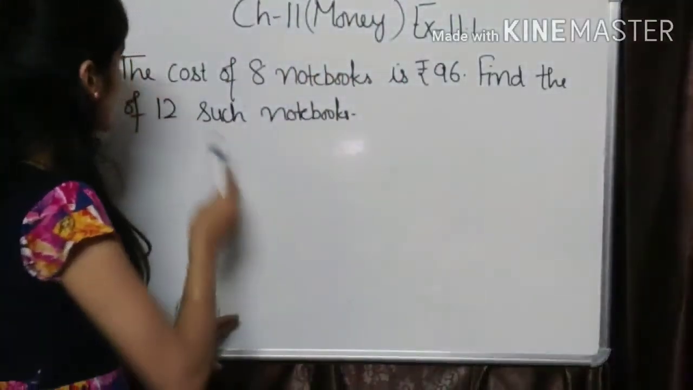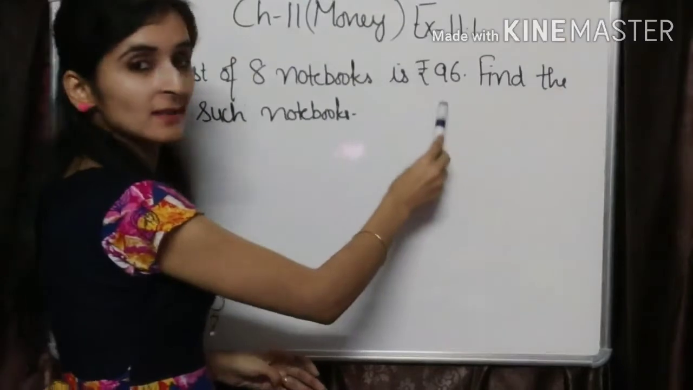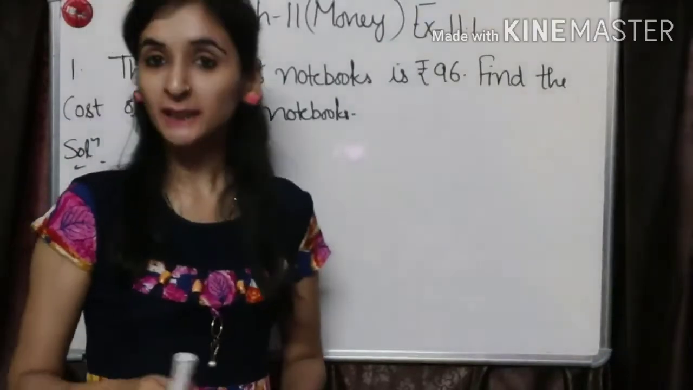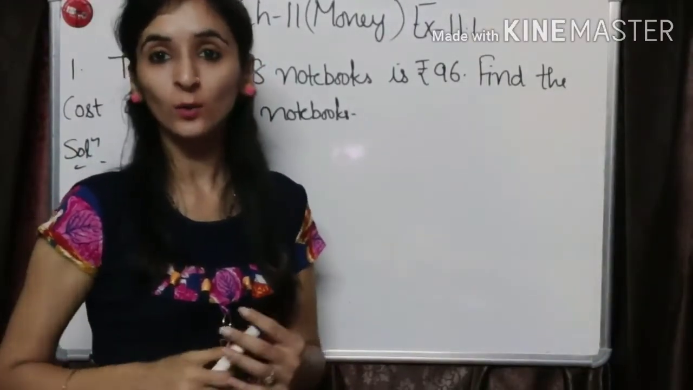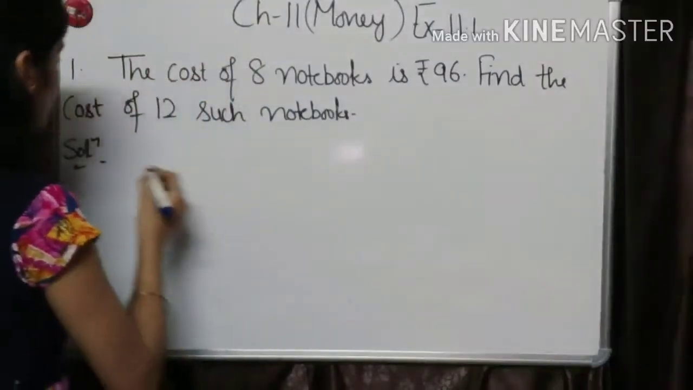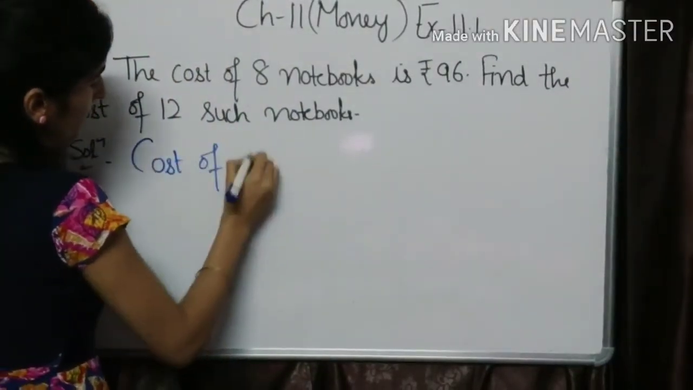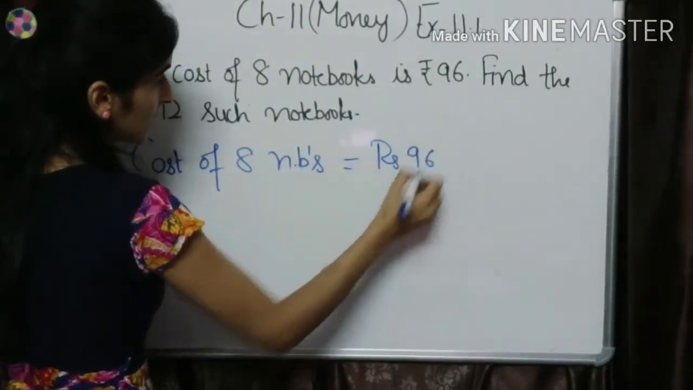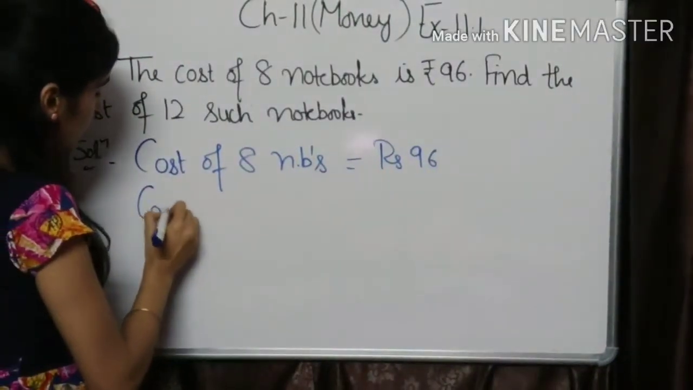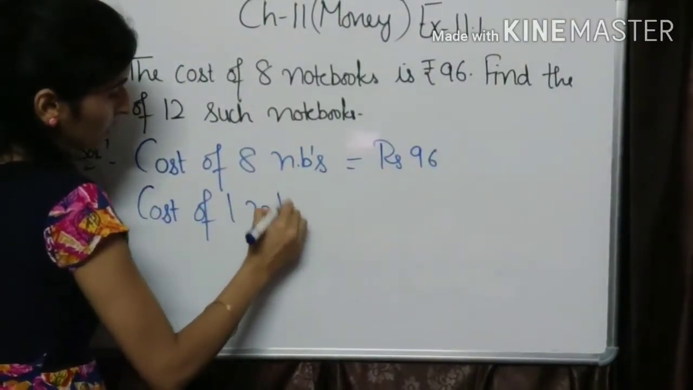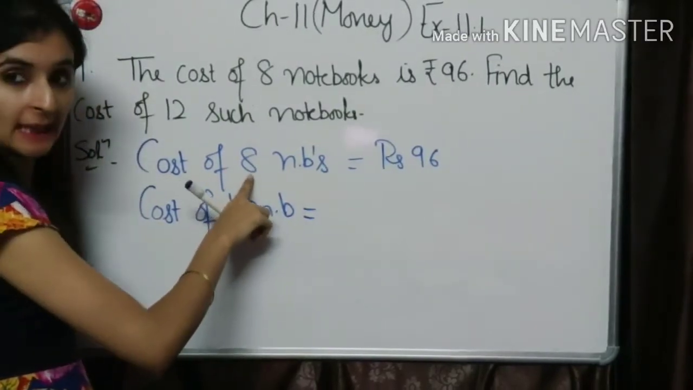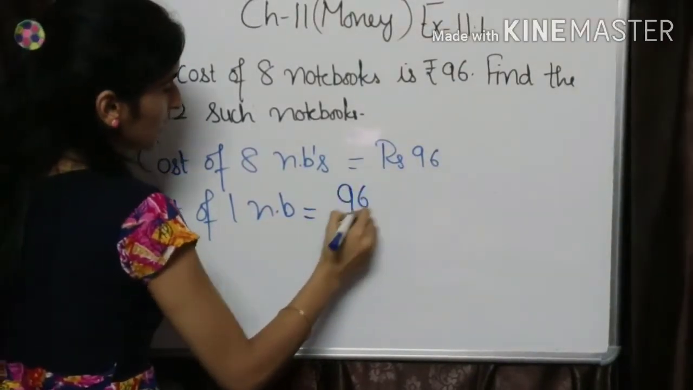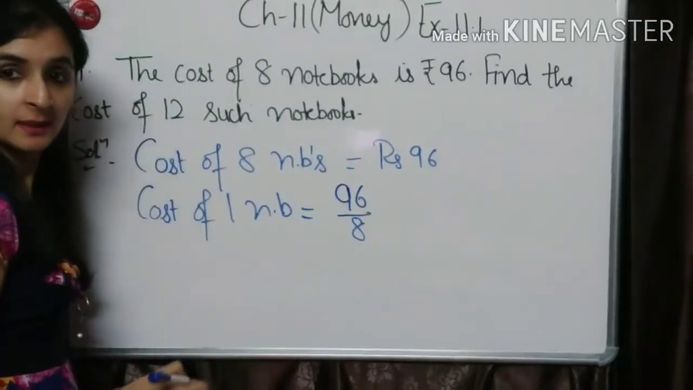Question number 1 is: the cost of 8 notebooks is rupees 96. Find the cost of 12 such notebooks. So I have explained this with the help of an example. So how will you solve this question now? First of all, we will write the cost of 8 notebooks. The cost of 8 notebooks is rupees 96. And first of all, we will find out the cost of one notebook. If it is given for many and we have to find out for one, what will we do? We will divide. So 96 divided by 8, right?